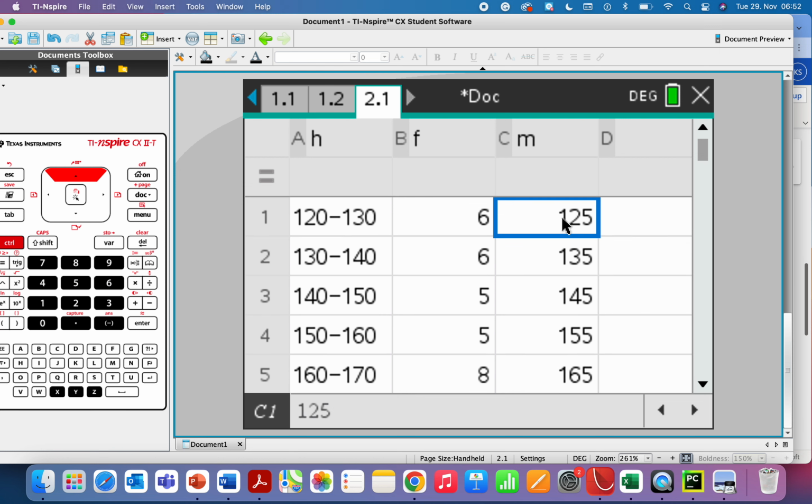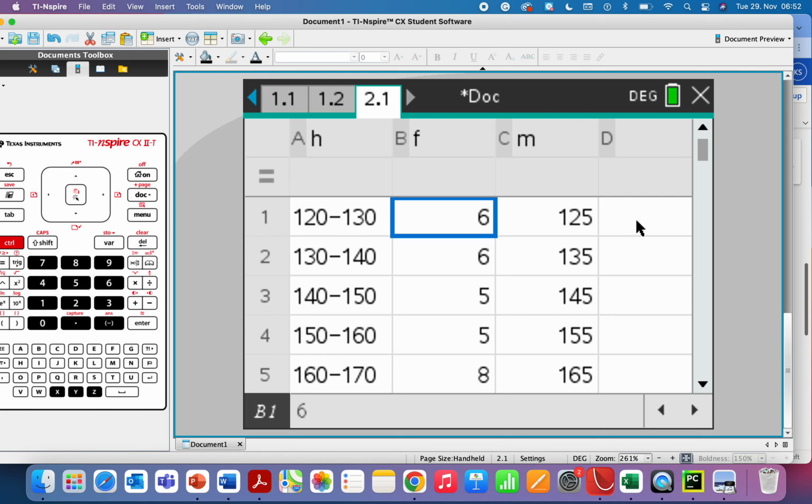Now once we've got the midpoint, remember this midpoint is 125 centimetres tall, because this is height in centimetres, and this is m, the midpoint, in centimetres. So these are all the heights. This is the variable that we're measuring. This is the value that varies, changes amongst the different people, and this is the frequency.